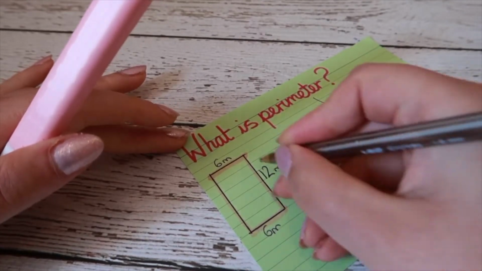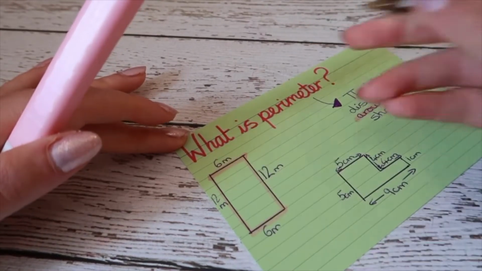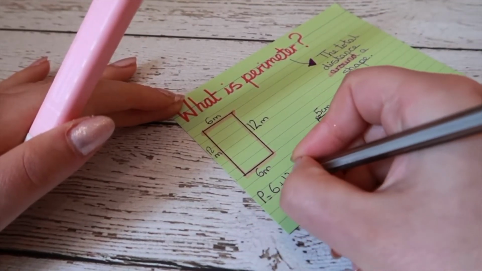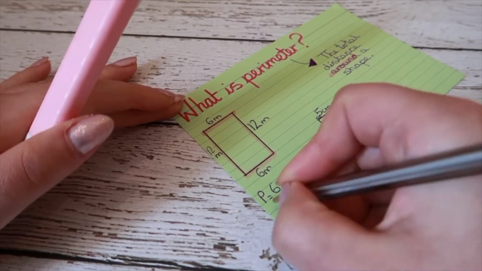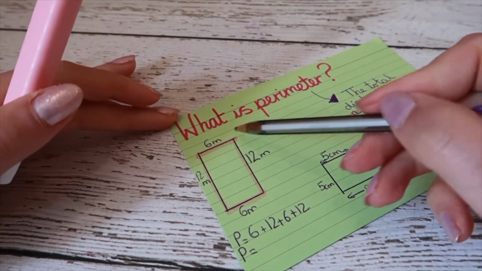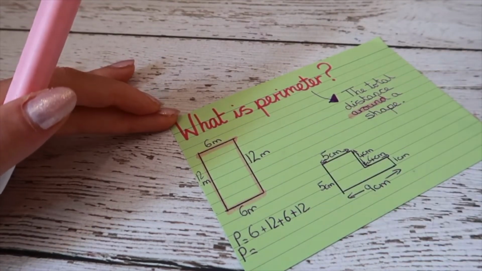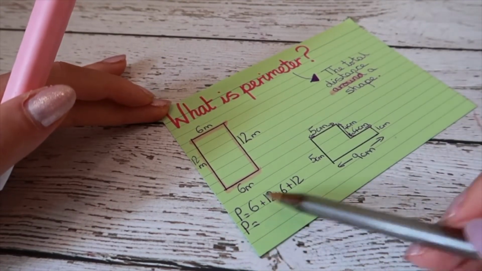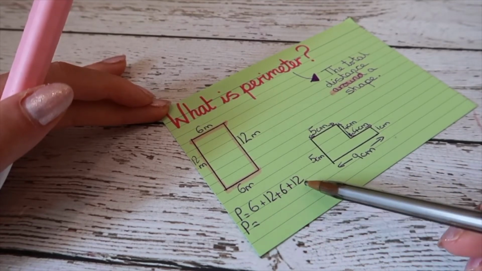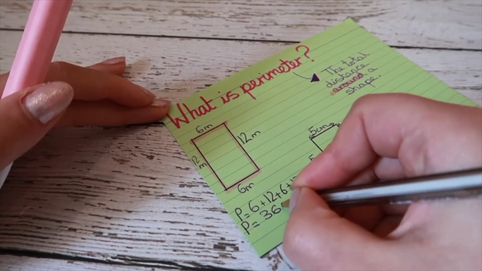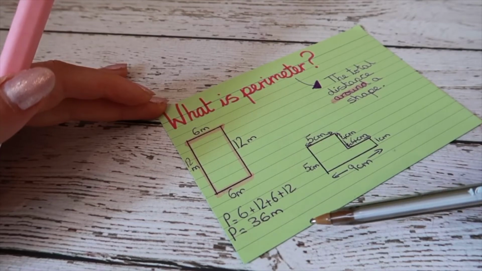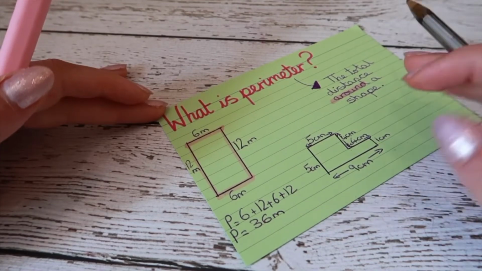So here I've got a width of 6 meters and a length of 12 meters for this example. So if I'm looking for the perimeter, I'm just going to be working all the way around the shape. So that's 6, add 12, add 6, add 12. Because I've got two lots of 6 meters and two lots of 12 meters, it's almost like saying 2 times 6, which is of course 12, and then 2 times 12, which is 24. And if I add them together, that would give me 36 meters. So the perimeter of this shape would be 36 meters.